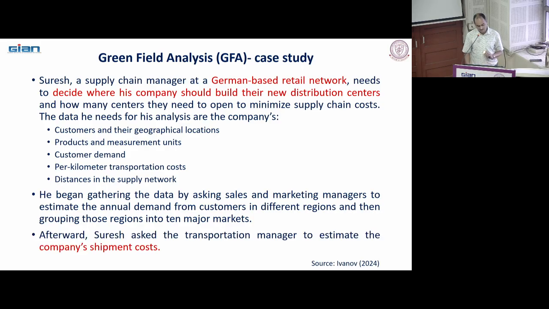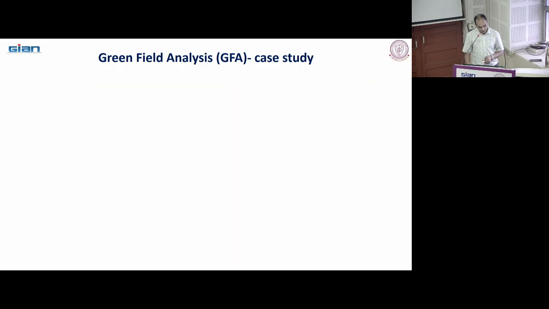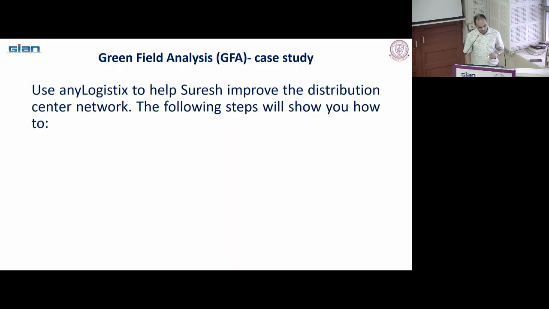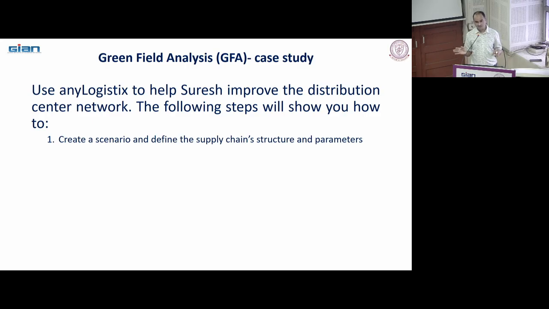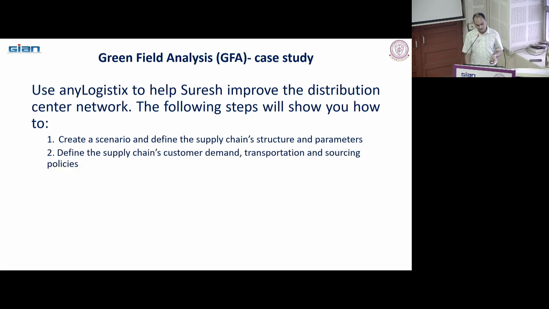Afterwards, Suresh asked the transportation manager to estimate the company's shipment cost as well. So what is our objective here? Use anyLogistix to help Suresh improve the distribution center network. The following steps will show you how to do that. First, we need to create a scenario and define the supply chain structure. Structure means who the customers are, where they are located, what the demand is, all those parameters. Define the supply chains, customer demand, transportation, sourcing policy.